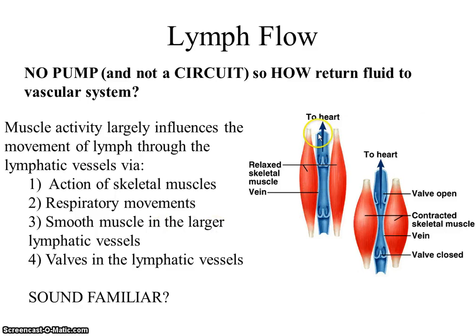So when we look at the materials in the wall, we see that the lymph vessels themselves are very similar to veins. Their tunics are a bit thinner yet, but they are very similar to veins. And that includes smooth muscle that surrounds the tube and can contract and help to push.